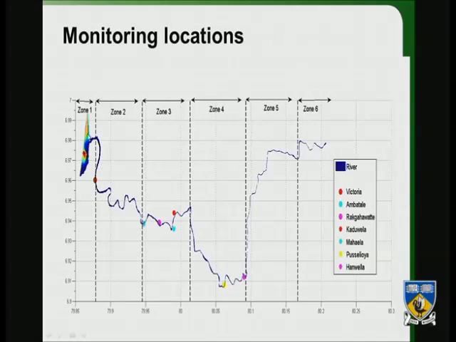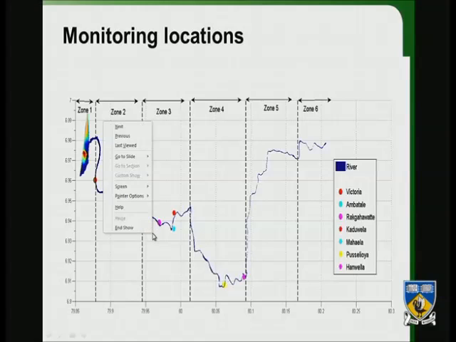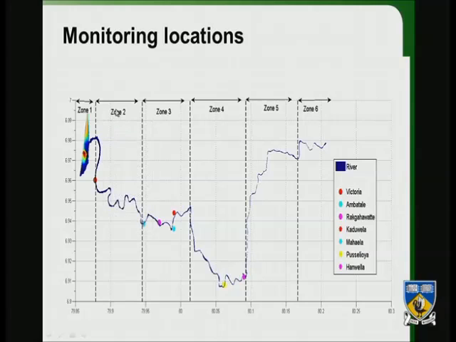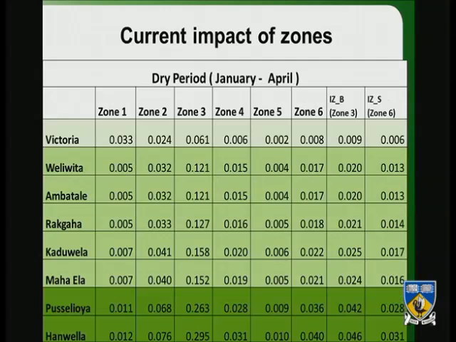So these are some of the locations where they have been monitoring water quality over the years. You can see these locations belong to zone 2, zone 3, and zone 4. They don't have any in zone 5 and zone 6. Then we calculated the impact of each zone for the dry period, and we can see zone 3, where the drinking water extraction point is located, has a bigger impact on all the locations compared to other zones.